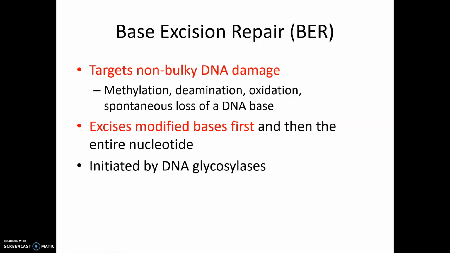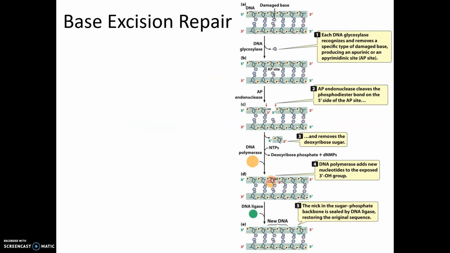Another mechanism is called base excision repair, BER. So this targets non-bulky DNA damage. This is like methylation, deamination, things that happen to individual bases. So how this works is you go in, you take that base out, and then you're going to cut around it. This is initiated by DNA glycosylases. Those DNA glycosylases recognize and remove the base, okay? So now you're going to have an apurinic or apyrimidinic region where you just have that base taken out.